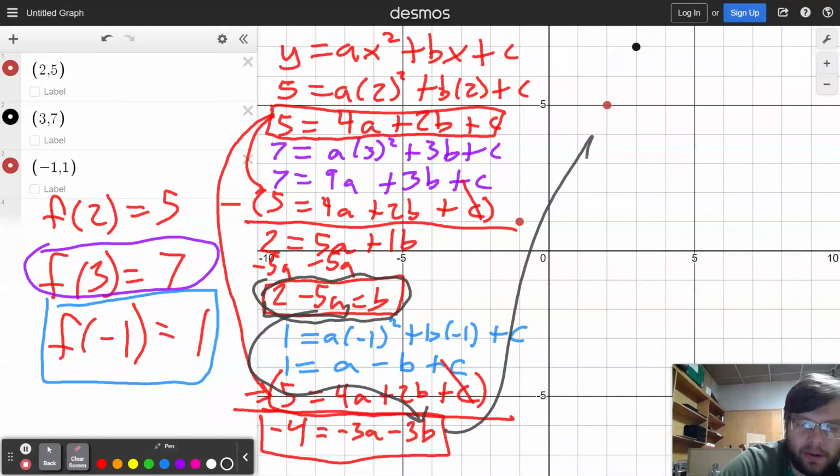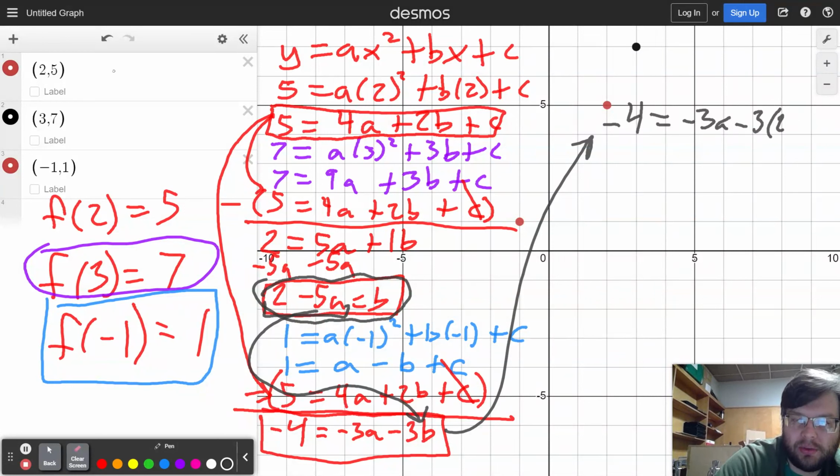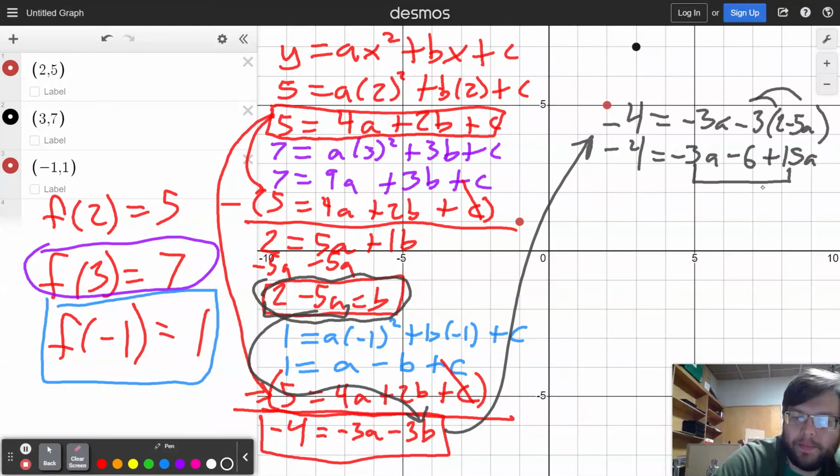Okay, so here's where we're at after we do that substitution. Negative 4 is negative 3a minus 3b. Now we've got an equation that's all in one letter. Of course, you don't have to do this just for the letter a. That's just the way that made sense to me when I was making this video. There's other ways you can do it.